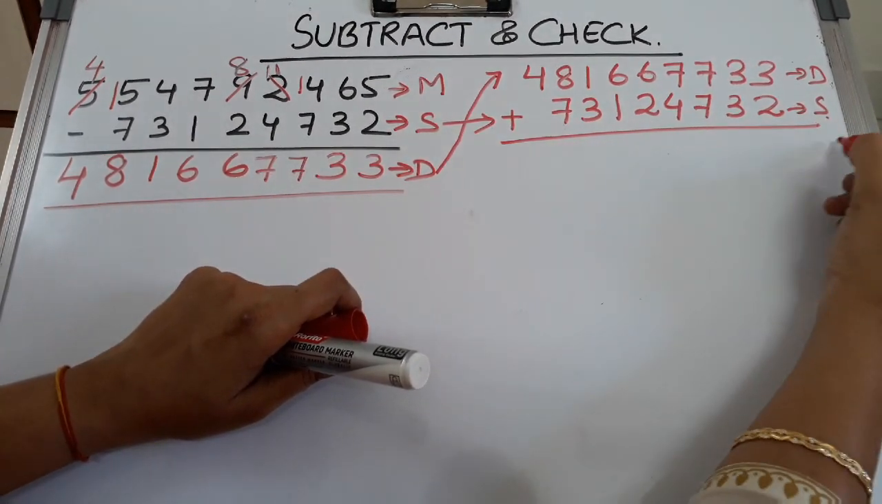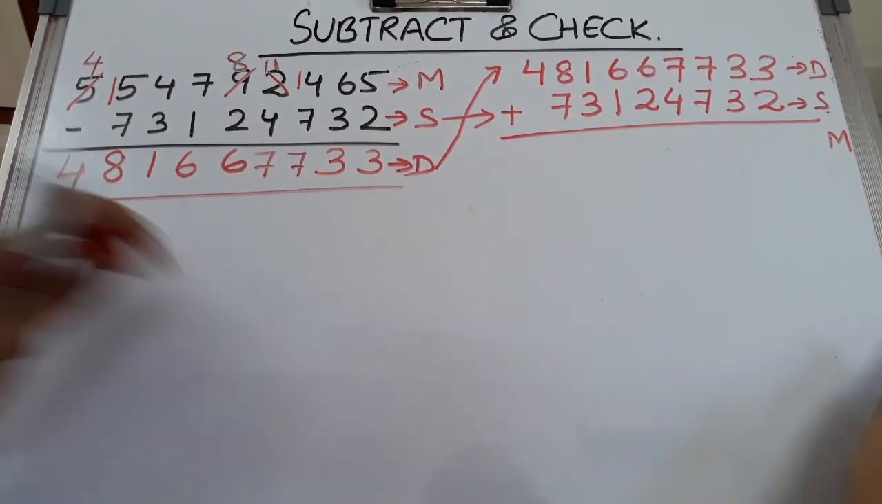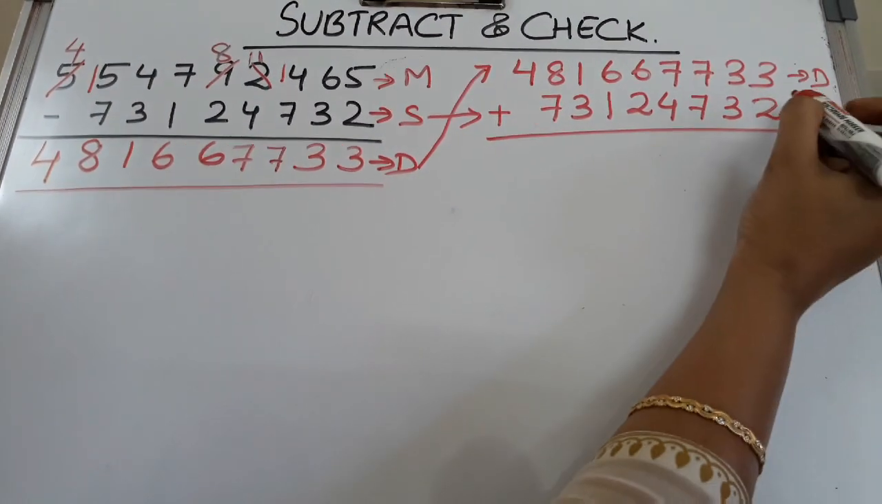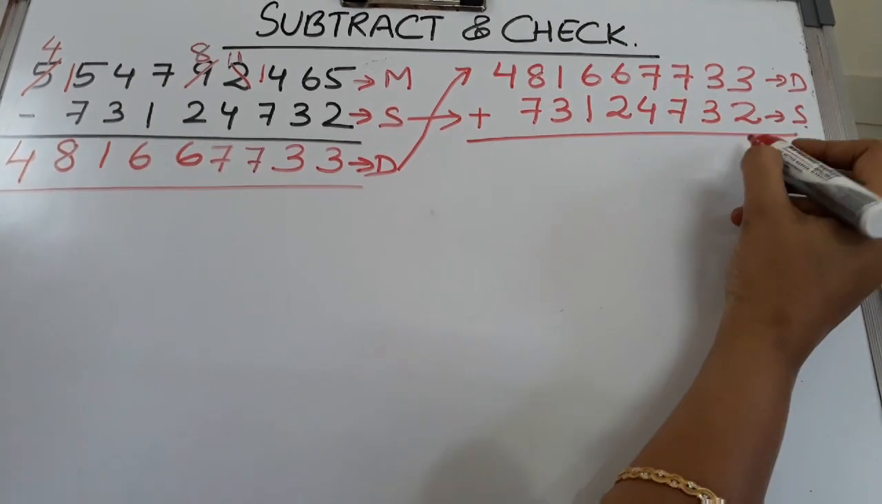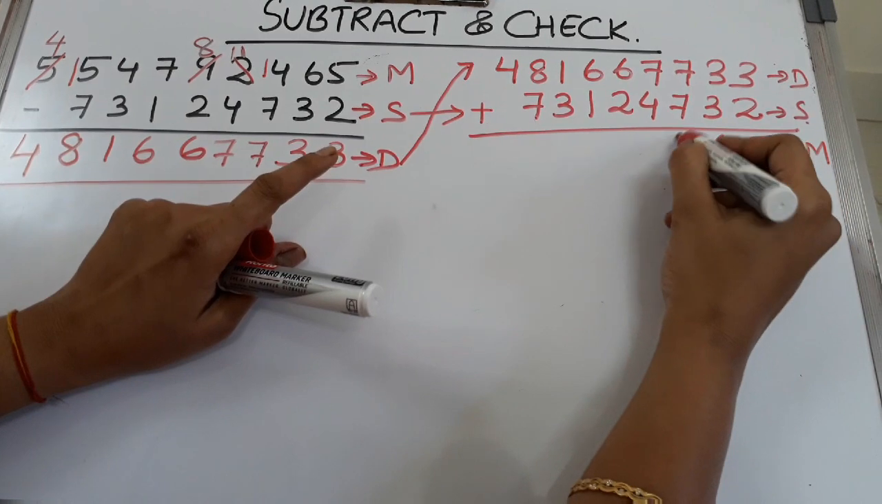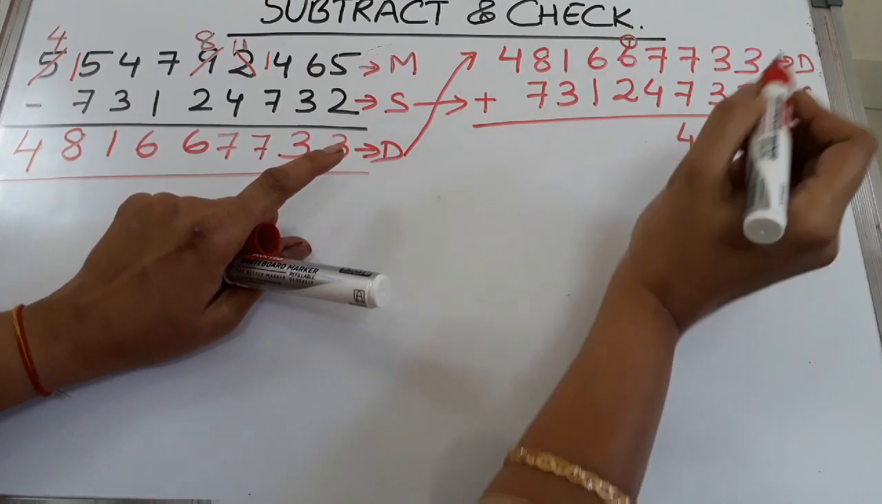Then what we will get here is the minuend. Now we will check whether our answer is correct or not. Again we will start adding. 3 plus 2, 5, 3 plus 3, 6, 7 plus 7, 14, 1 carry.